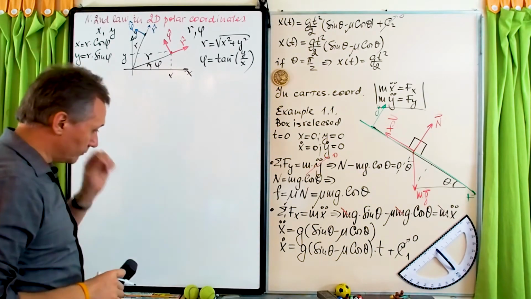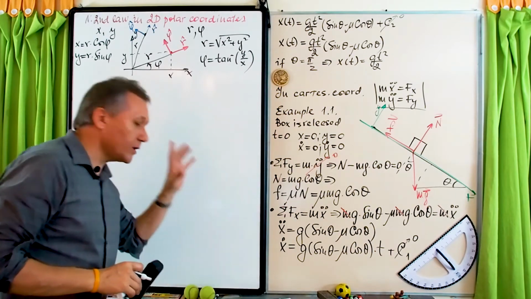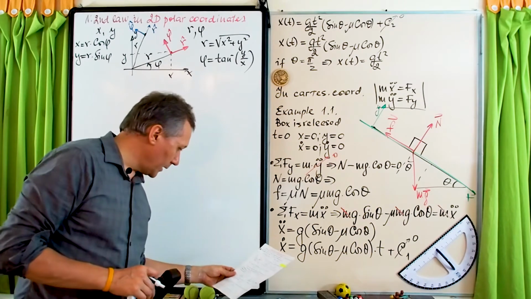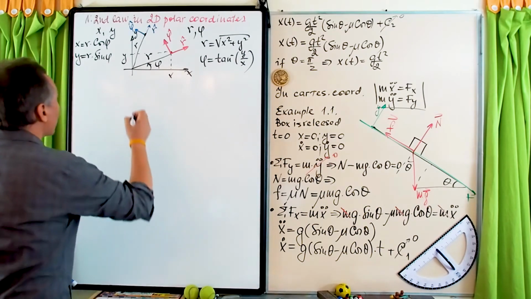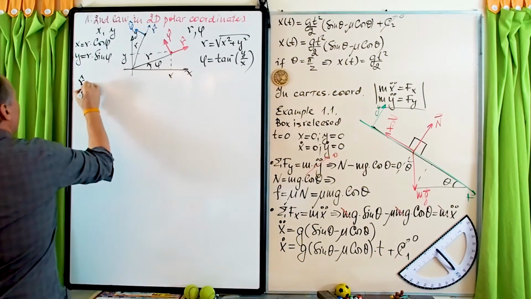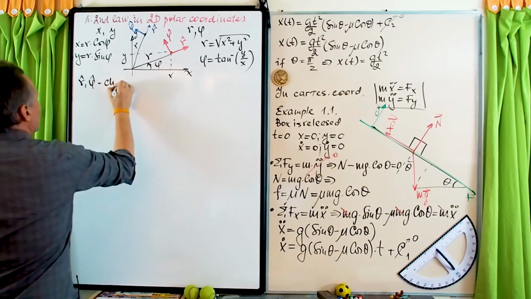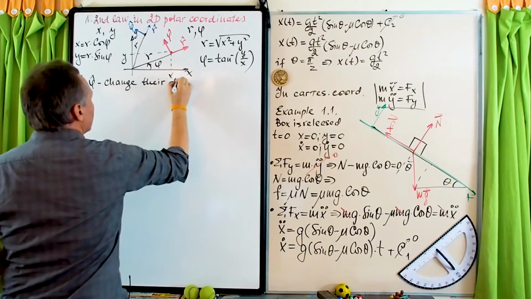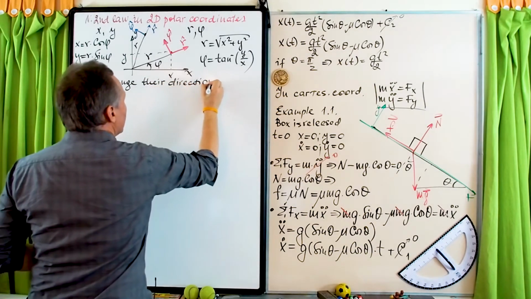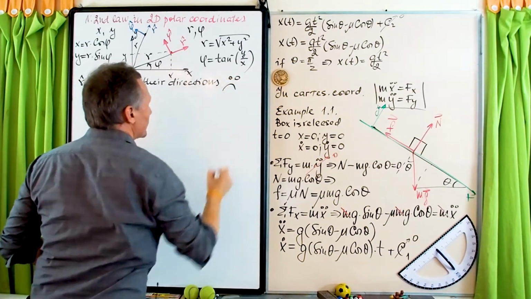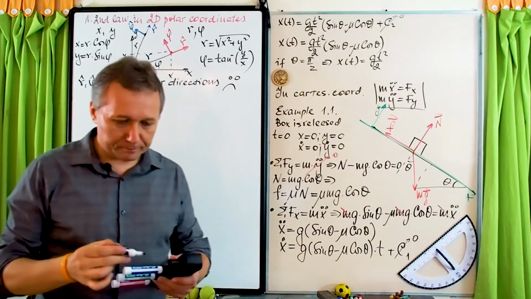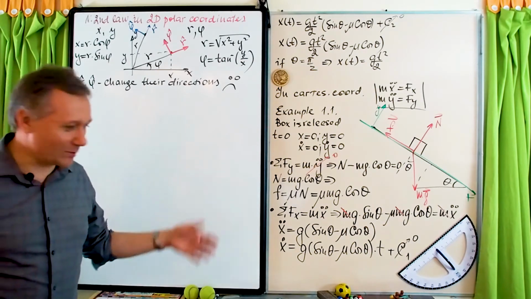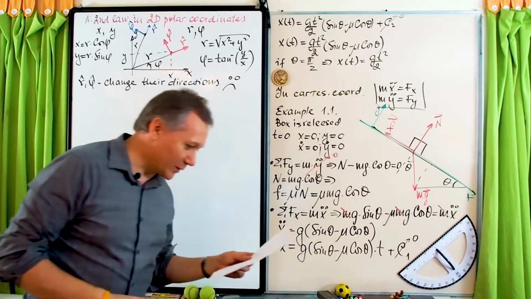Let me write that phi hat and r hat are not constant vectors. R hat and phi hat change their directions. And here, of course, I will put a big sad face, because that's a disadvantage, but this coordinate system is very useful for those cases.